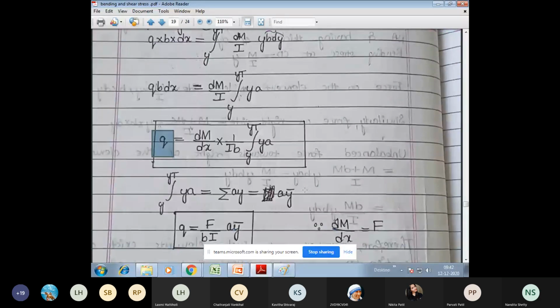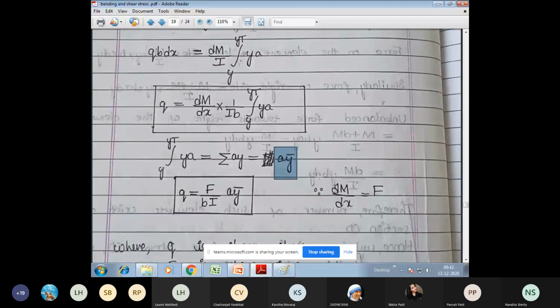But the integration of y into A is nothing but summation A into y. And what is summation A into y? If you have studied carefully about the inertia portion in the first year, summation A into y can be written as A into y bar. So finally, I have my equation now.